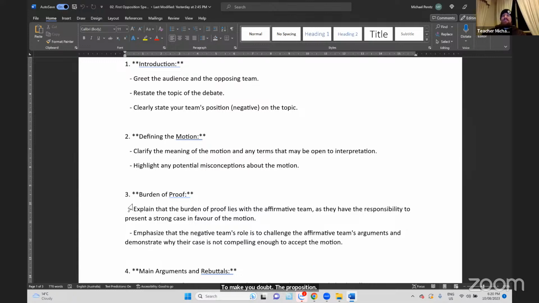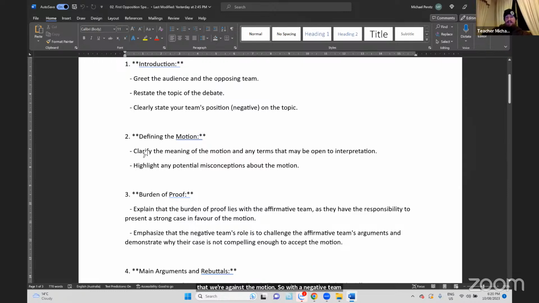So the opposition are playing offense, they're trying to attack, and the proposition are playing defense. They're trying to defend their point of view and make as strong a case as possible. So let's have a look here. The exact same requirements for the introduction. So greet everybody, restate the topic of the debate, but we need to state that we're against the motion. So we're the negative team.